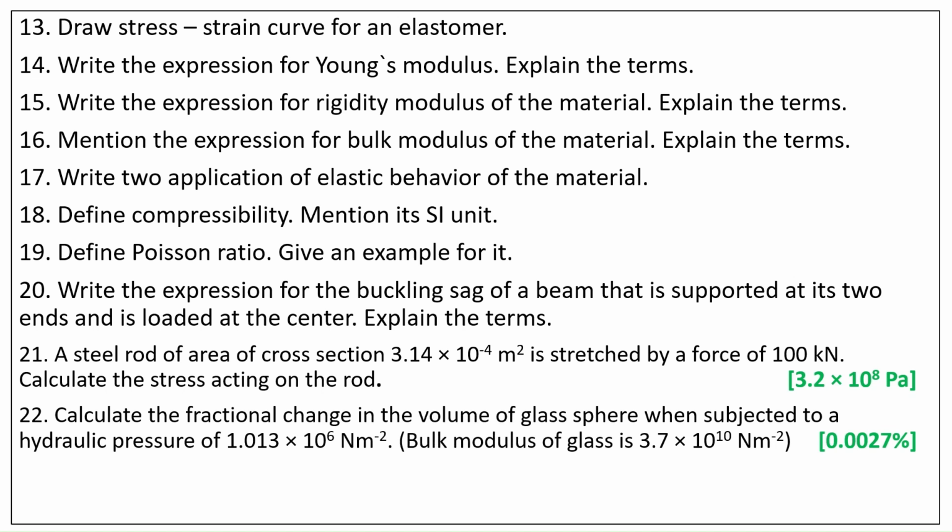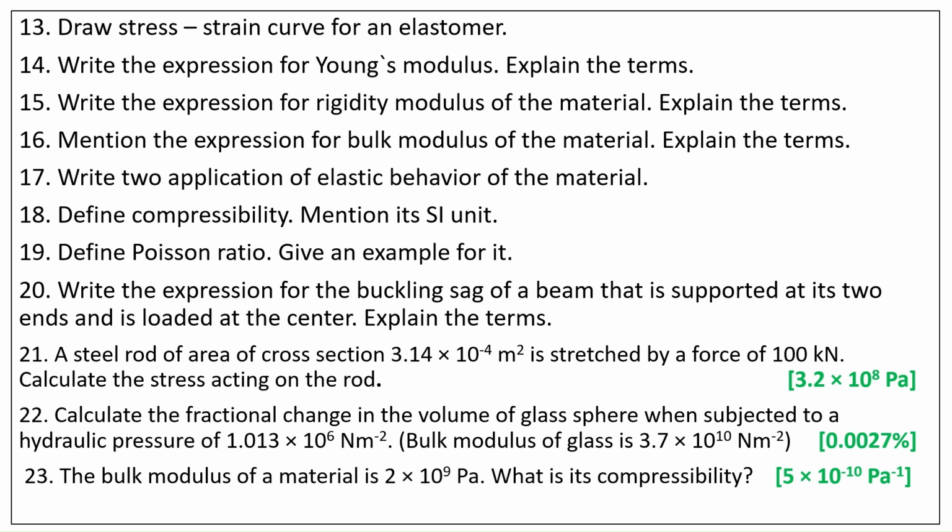22. Calculate the fractional change in the volume of a glass sphere when subjected to a hydraulic pressure of 1.013 × 10^6 N/m². Bulk modulus of glass is 3.7 × 10^10 N/m². Answer is 0.0027%. 23. The bulk modulus of a material is 2 × 10^9 Pascal. What is its compressibility? Answer is 5 × 10^-10 per Pascal.